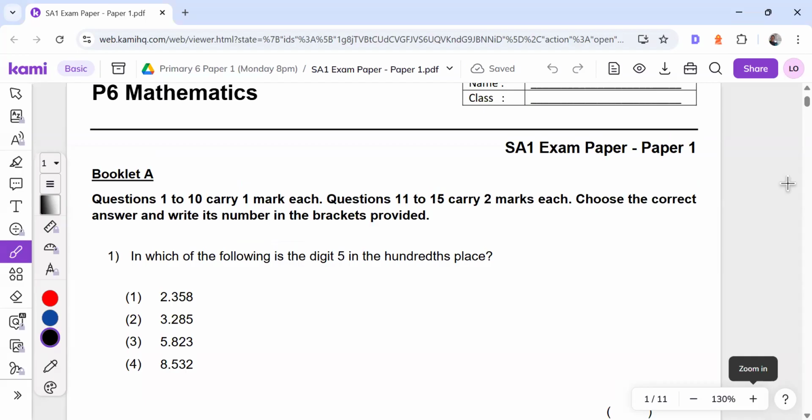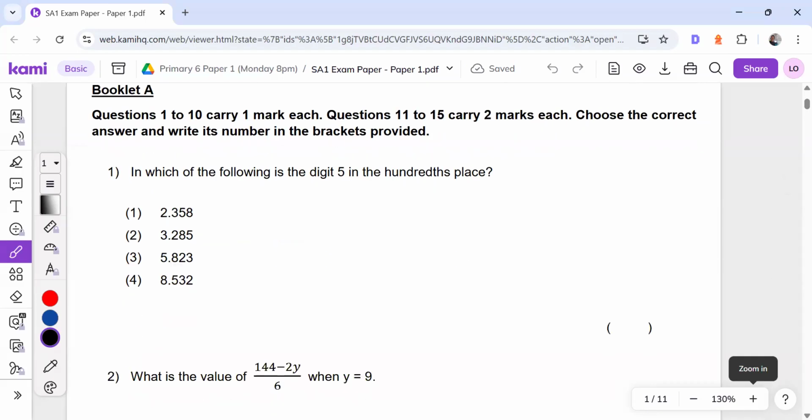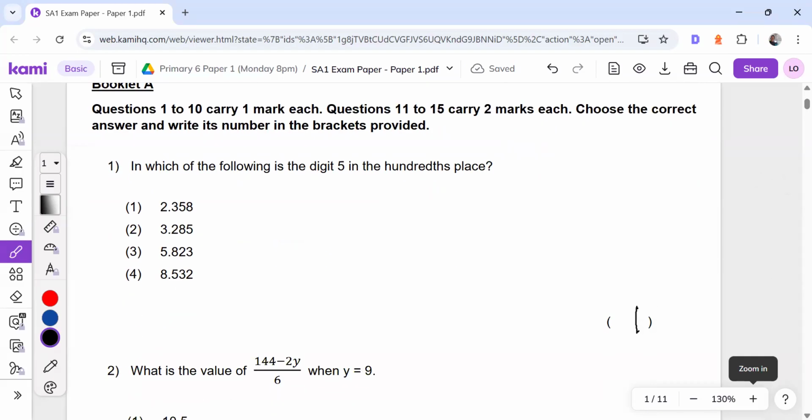Okay, yeah. All right, so question one, the answer is number one. Let's see how we get the answer. Which of the following has a digit 5 in the hundredth place? This is the hundredth place. This digit 5 is in the thousandth. When there's a th, I will call it the thousandth. This is ones. This is tens.